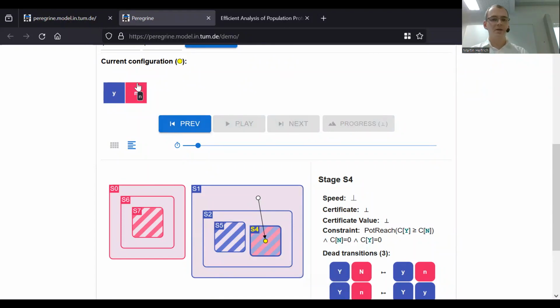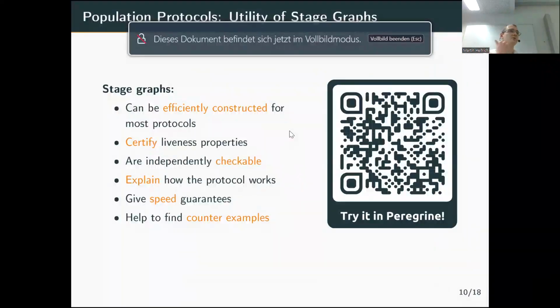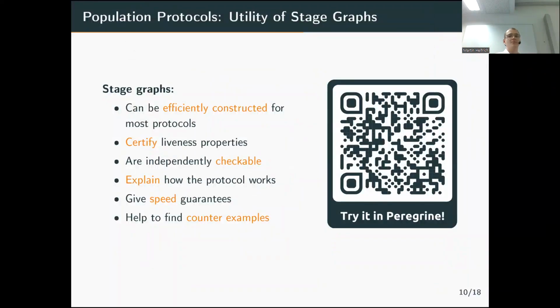Right. So let's go back to the slides to conclude this part. Yes. So to conclude, stage graphs can be efficiently constructed. They verify liveness properties. They can be independently checked. They are a proof object. They explain how the protocol works and how fast it is. And they help you to find counterexamples.